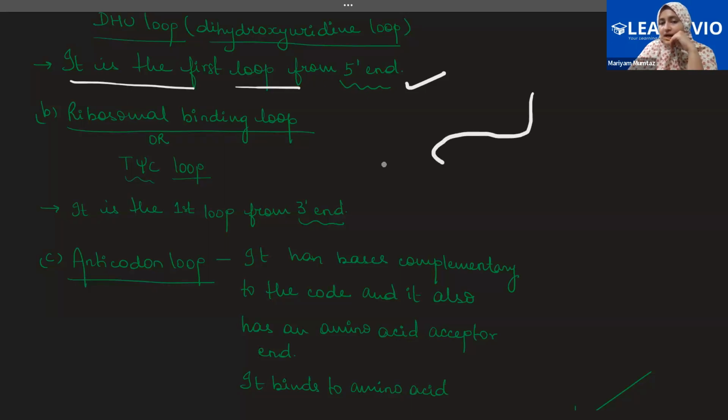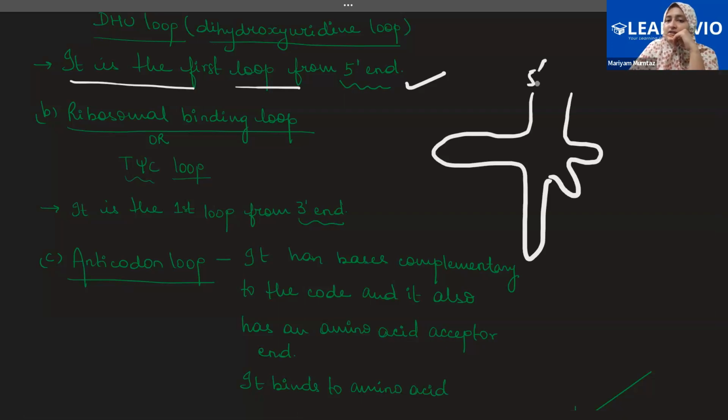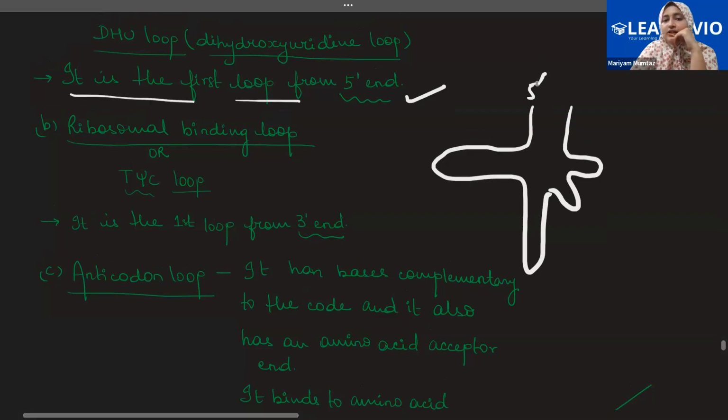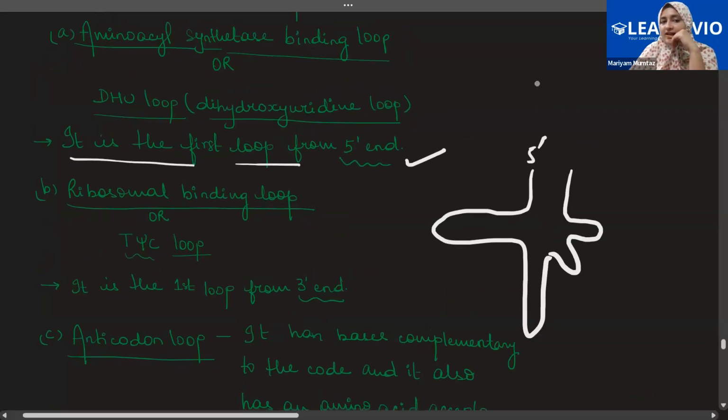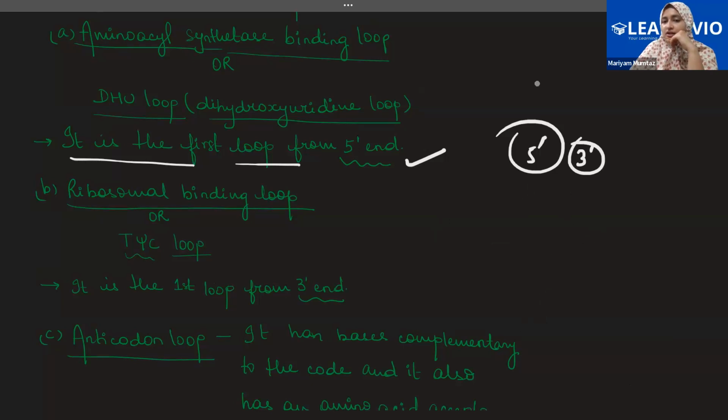So you'd see that one is like this, and then there is a smaller one like this. This is the shape that might be given in your book. So one starts from the 5' end. The first one that we're talking about is the amino acyl synthetase binding loop. This is from the 5' end. The other one comes from the 3' end. So this is the structure that you have to see in your book.